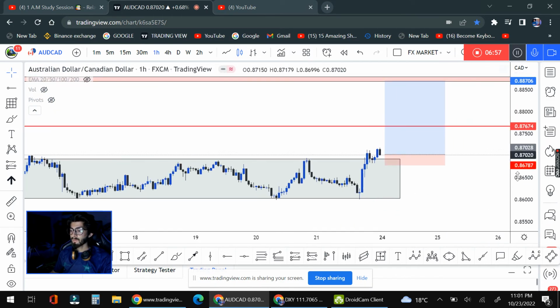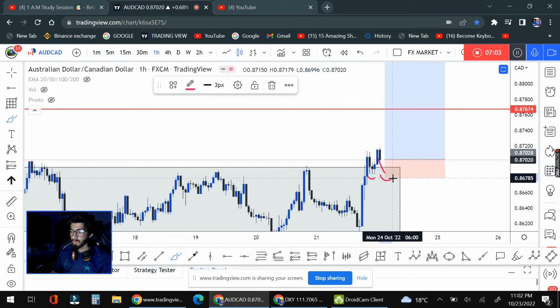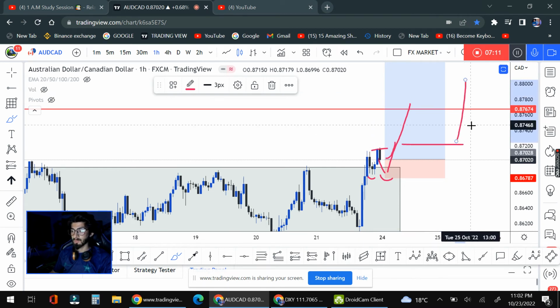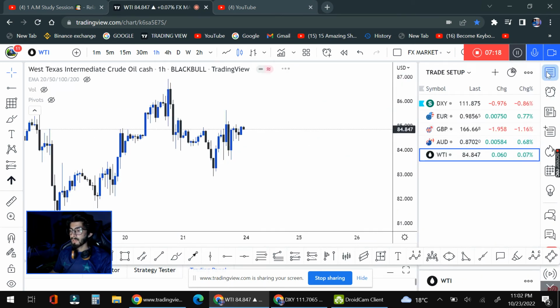All right, so here we have a clear setup, like price comes to form a double bottom here and then goes up. And if price directly breaks this Friday high, then we also go long from here, our targets are the same, and our stop loss is below this area of support.